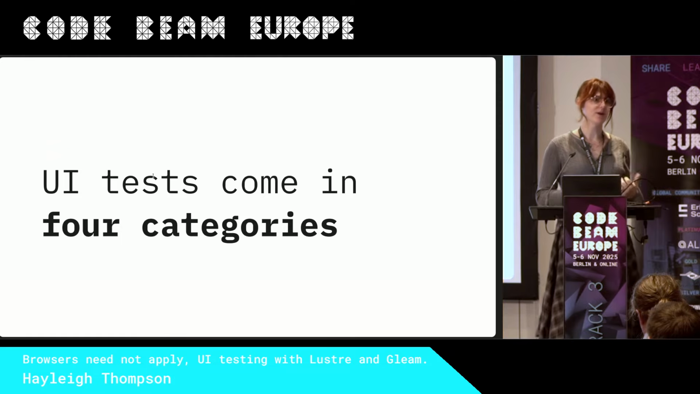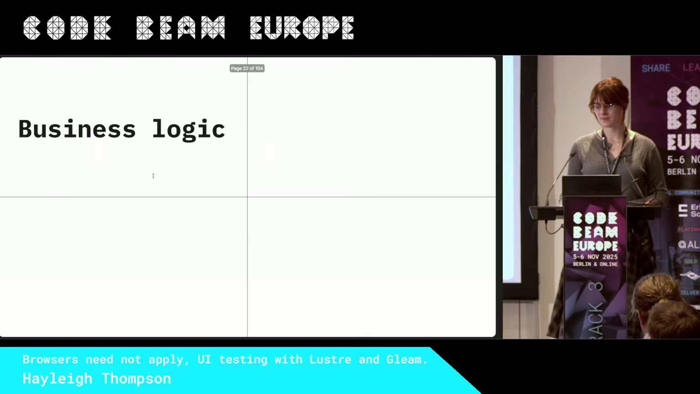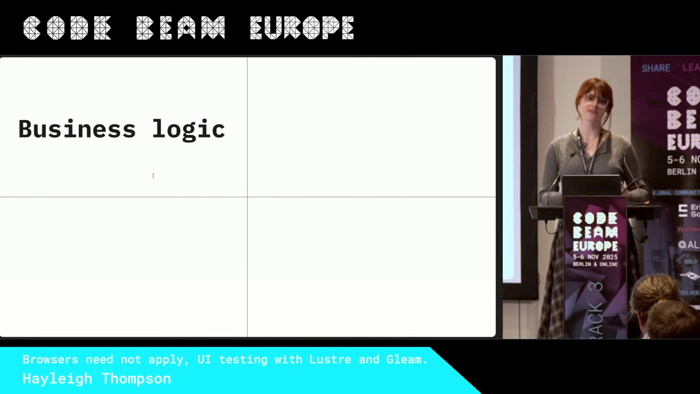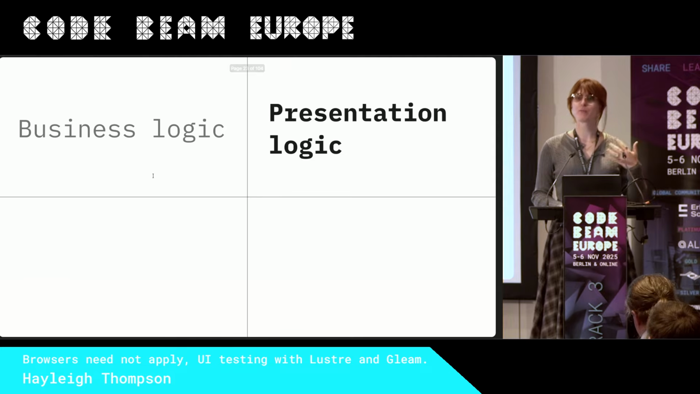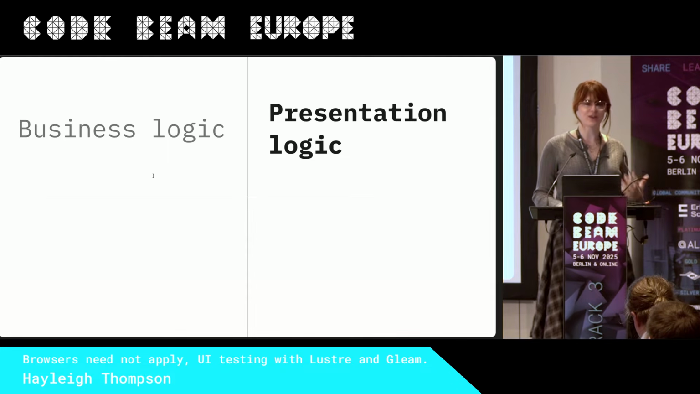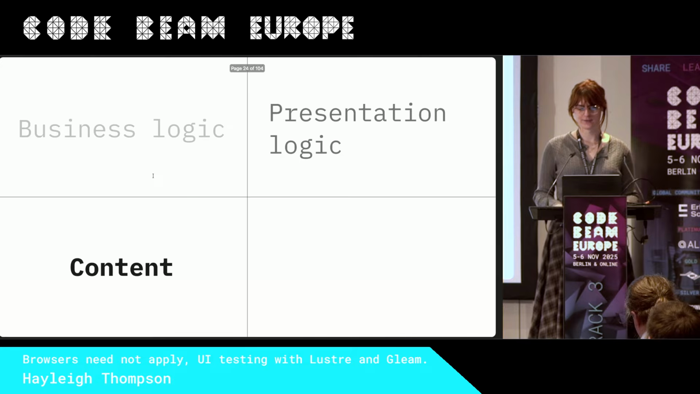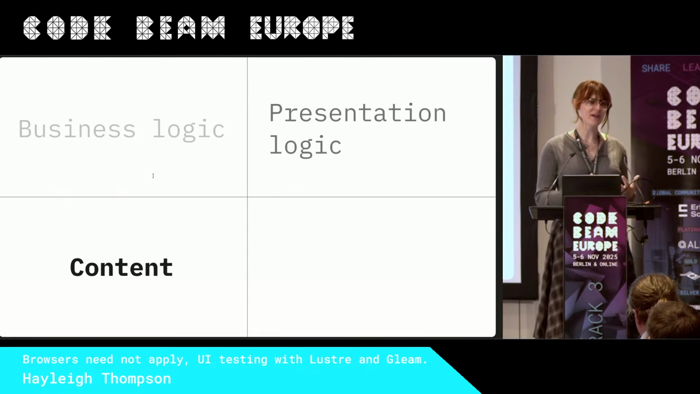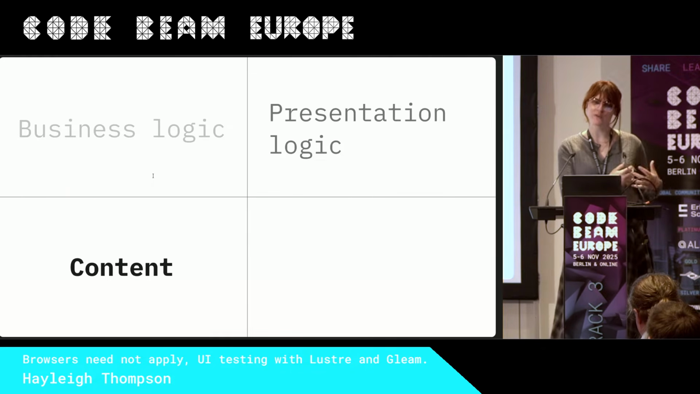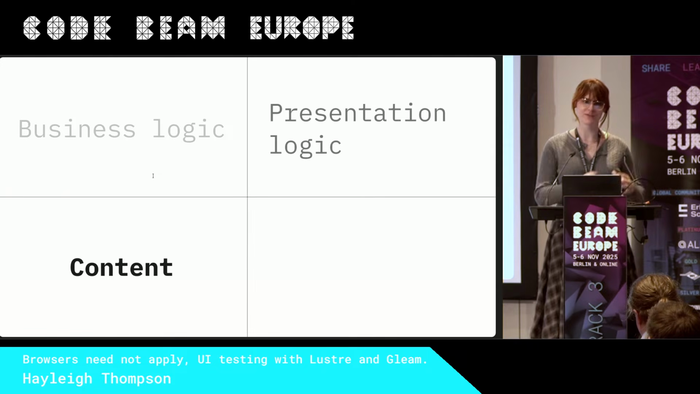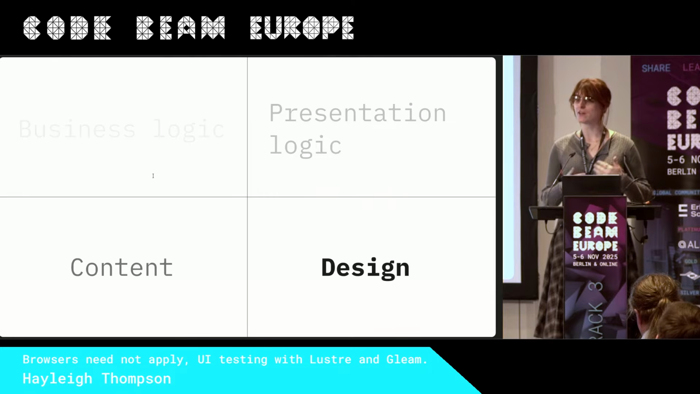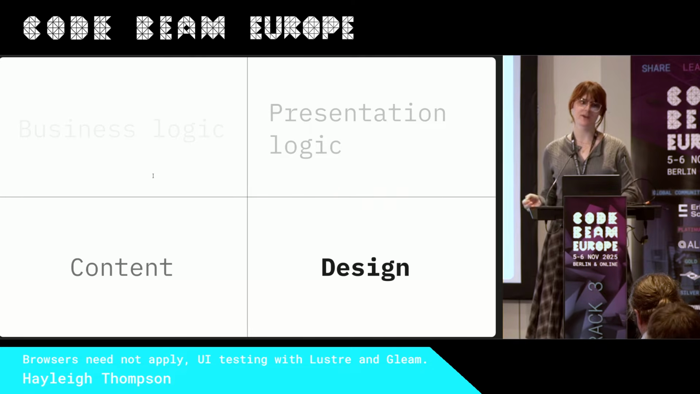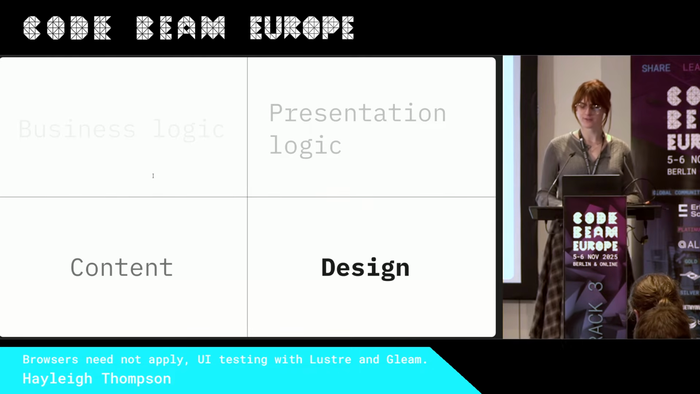And I think that UI tests come in 4 main categories. So the first is business logic, like the code that computes something, does something. Then we have presentation logic, our code that decides what to render and when. We have our content. We want to test whether the words that we're using are right. Do we have the right tooltips? Is the prose correct? And then also we want to be able to test for design. Does it look how we expect? Is it following our design system? Is it using our design tokens?